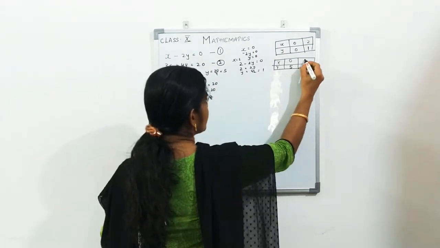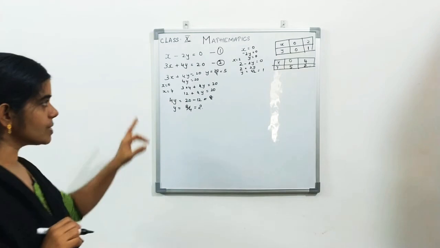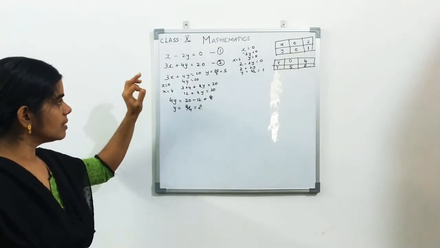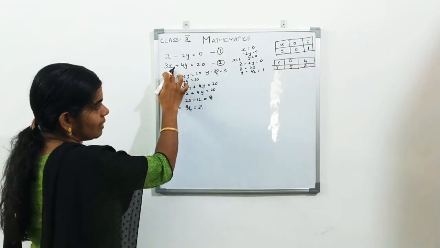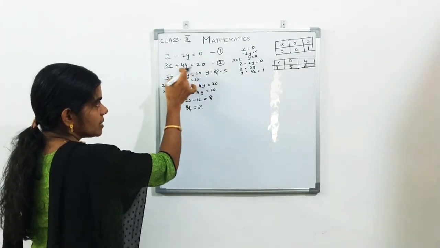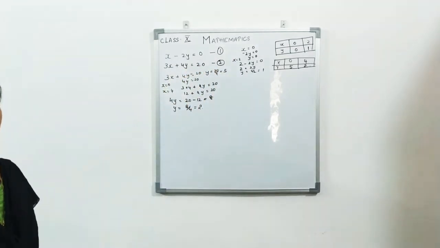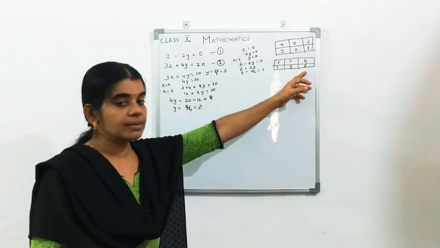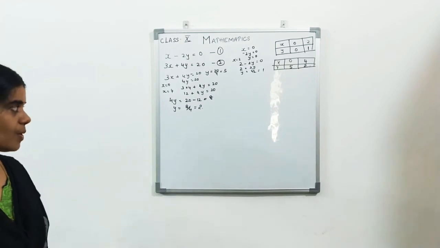When x is equal to 4, y is equal to 2. When you are giving these values, you check also. If you are giving 3 into 4, 12, 4 into 2, y is 2, 4 into 2, 8. Then 12 plus 8, you are getting 20. Therefore, your solution is also correct. If you are checking like that, after getting this, you should check like that. Otherwise, your graph will be wrong.